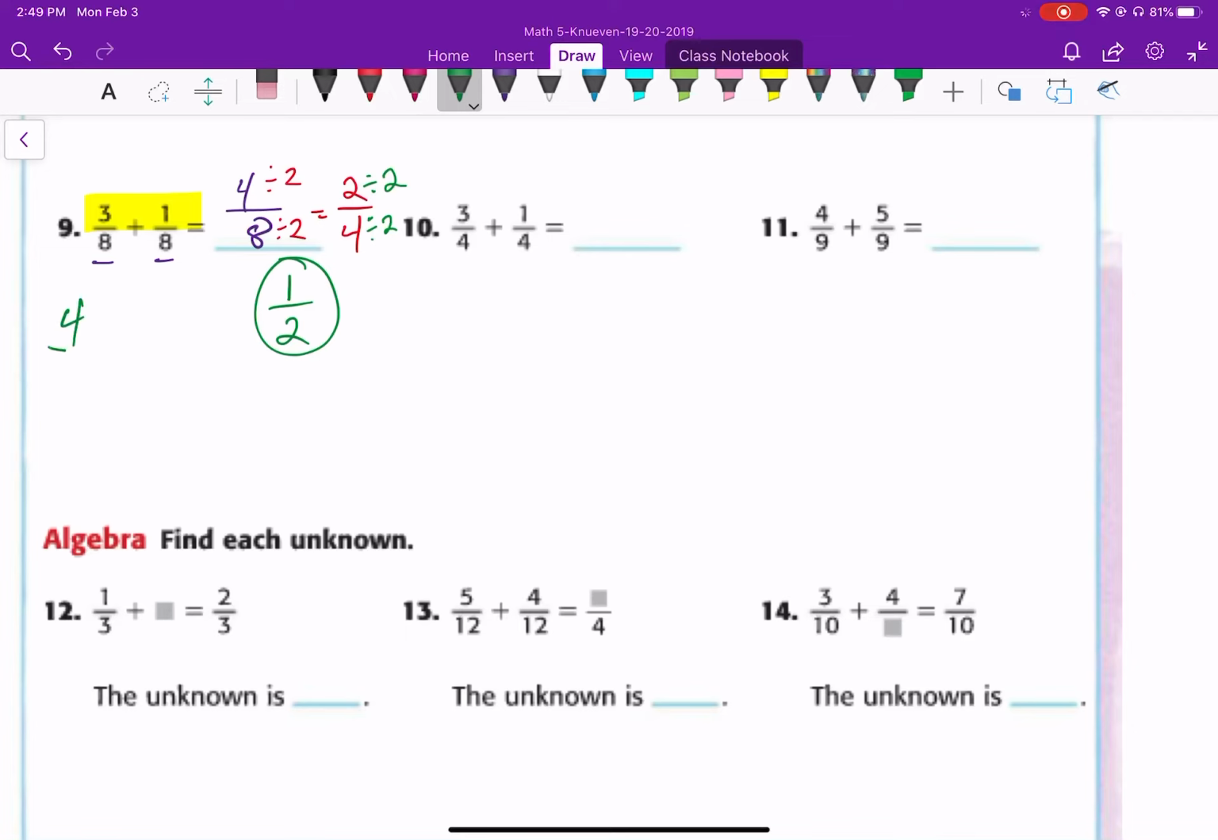I could have done that from the very beginning and factored a 4 out of each because 4 is the greatest common factor of 4 and 8. So if I factored a 4 out, I'd end up with 1/2 right away.